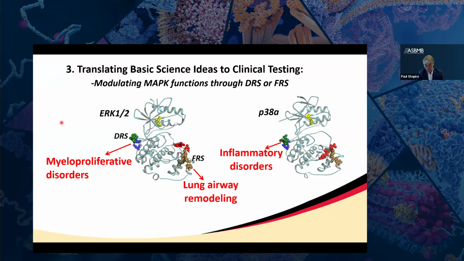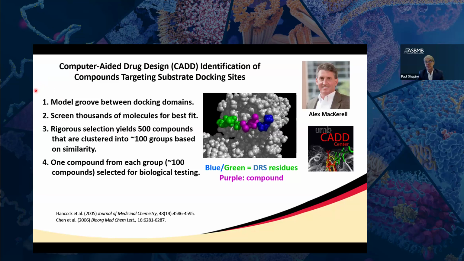So just as a basic start, how do we design small molecules that interact in these various sites that we're interested in? And as many of you know, computer-aided drug design is a useful tool to help us achieve that goal. And so my long-term colleague, Alex McCrell, who runs our Computer-Aided Drug Design Center here, basically models grooves between docking domains. So in this image here, we have in green and blue these various residues that make up the D recruitment site. And the purple here is a putative compound that might fit in that region. And so he screens for compounds with the best fit in that region. He can narrow it down to, say, a few hundred compounds. We can select those compounds and do biological testing in the lab.